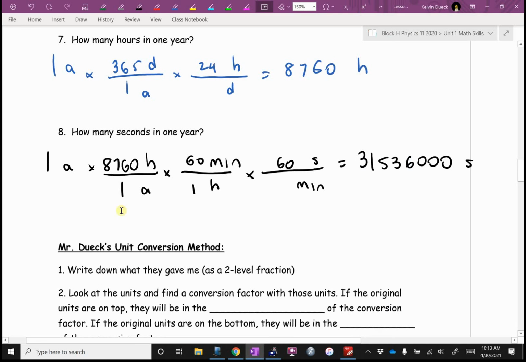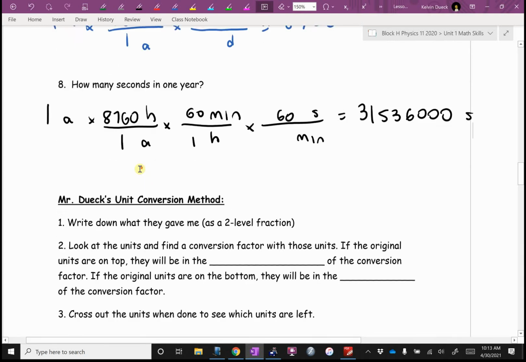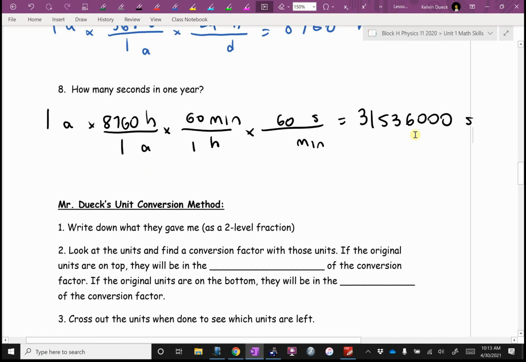So, Mr. Dewick's unit conversion method, I always write down what they gave me because I feel better. Liam, did you get that okay? 31536 and 3 zeros seconds.